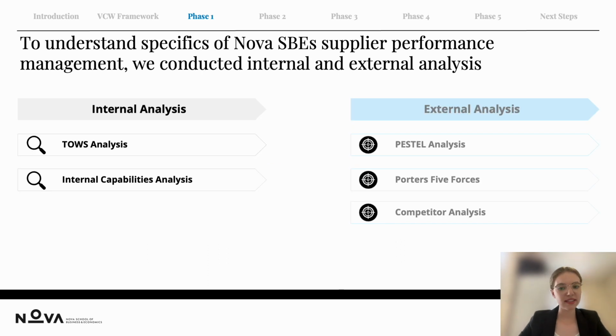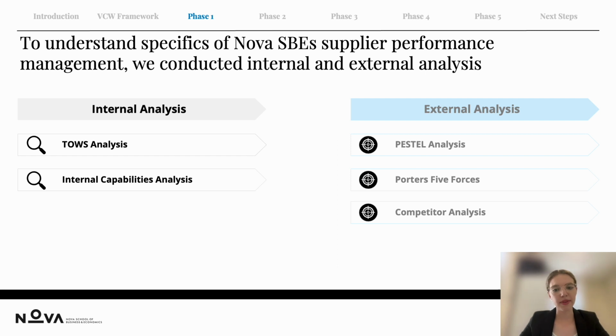To get a better understanding of which kind of environment Nova Procurement actually operates in, we did both internal as well as external analysis. For the internal part, we did a TAOS analysis, and we also looked at the internal capabilities of Nova Procurement. For the external part, we did a PESTEL analysis as well as Porter's 5 forces, and also took a closer look at the competitors.